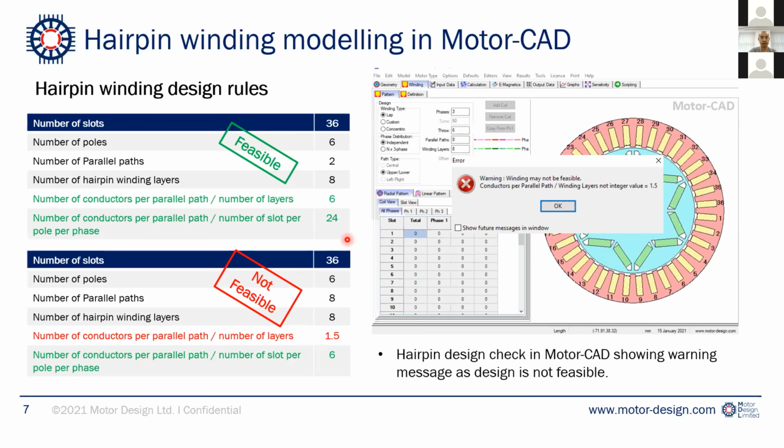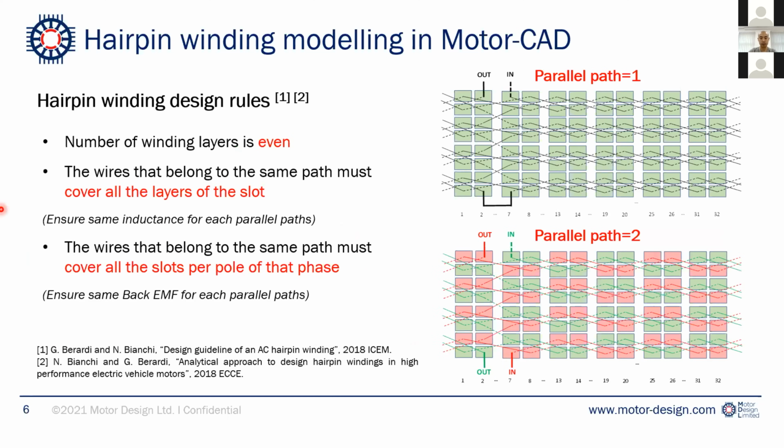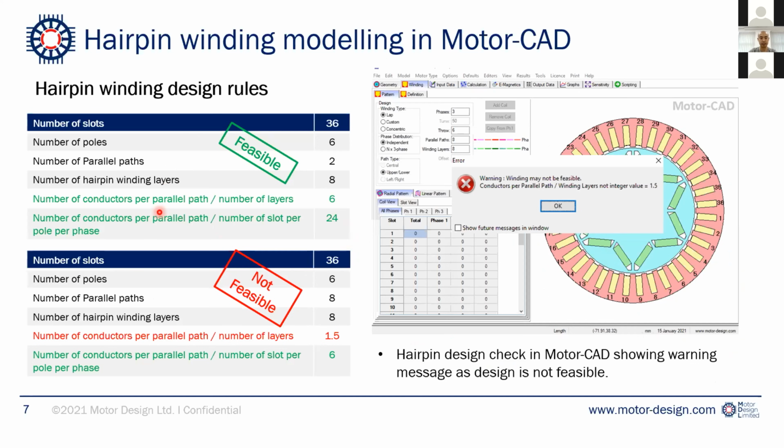So that is for these 2 rules, we can transfer that to some specific equations. The first one is the number of conductors per parallel path divided by number of layers must be an integer, and the number of conductors per parallel path divided by number of slots per pole per phase must be an integer as well. As long as we can meet these 2 requirements, that is to say we have a feasible hairpin winding configuration.